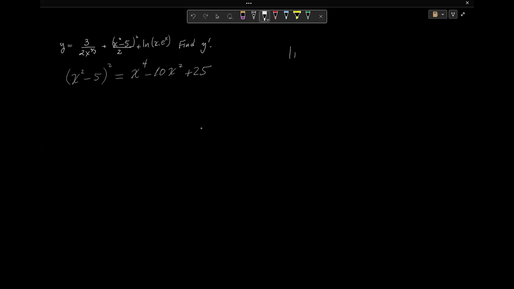Now we look at the natural log. Again, the formula was the derivative of the natural log of x is 1 over x. But that was the natural log of x only. Here I have things together, x times something else. However, we know that if we have the natural log of two things multiplied, it's the sum of their individual logs. So we can simplify ln of x times e to the x as ln of x plus ln of e to the x.